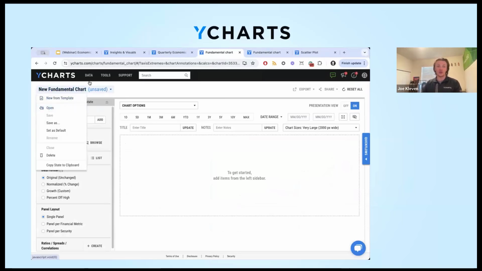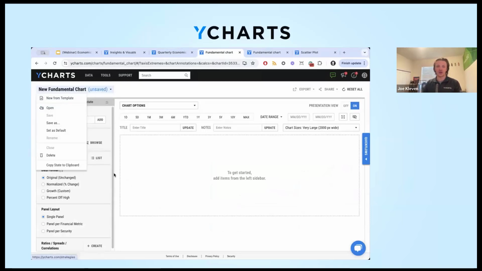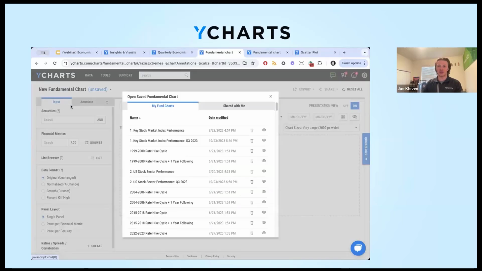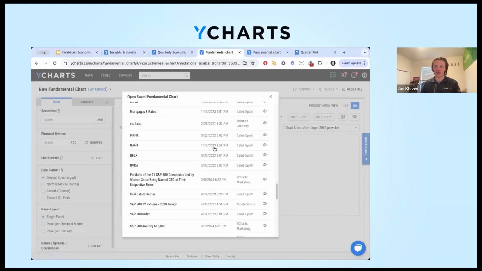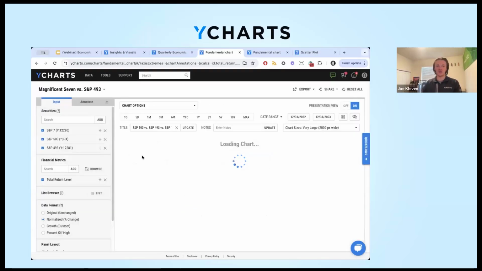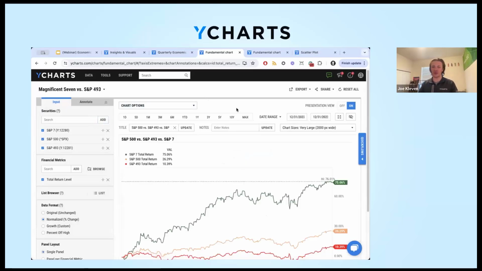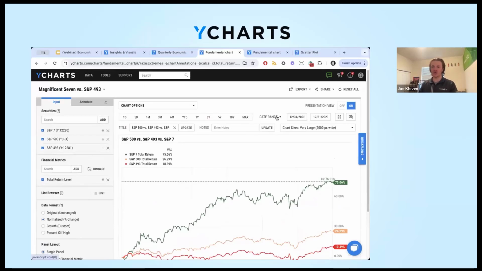If you go into a new fundamental chart here under tools, visualize fundamental chart, you can open a new fundamental chart. And once you're in that client group, which by the way, all you have to do is email support@ycharts.com and we'll get you in that pronto. Head over to shared with me, and excuse all my charts that are shared with me. I'm a bit of a nerd when it comes to charts, but we have this one here for Magnificent 7 versus 493. So this is that chart that you saw just through the full year of 2023.